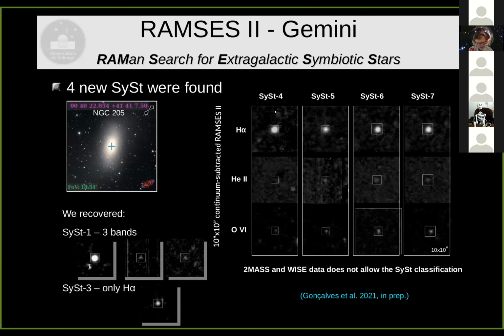And here we see the H alpha, helium 2, and O6 image of the 4 new systems. This is a 10 by 10 arcsecond image. And I hope that this convinces you that our technique is working. Of course, we tried to find other observations for these stars. Unfortunately, the 2MASS and WISE data for them, if they exist, are lower limits, so we cannot really classify the kind of symbiotic systems we have with this data alone.